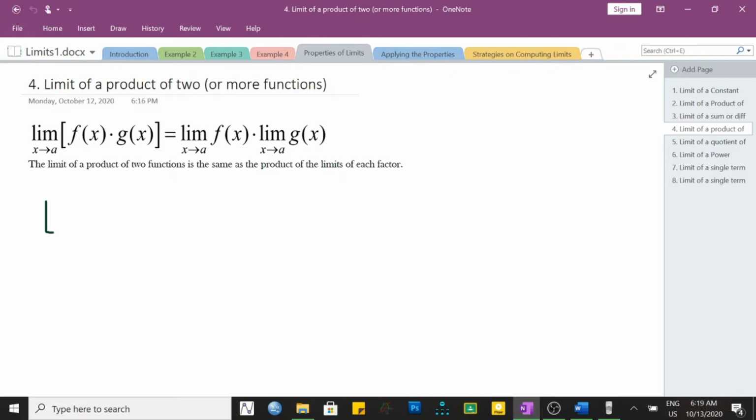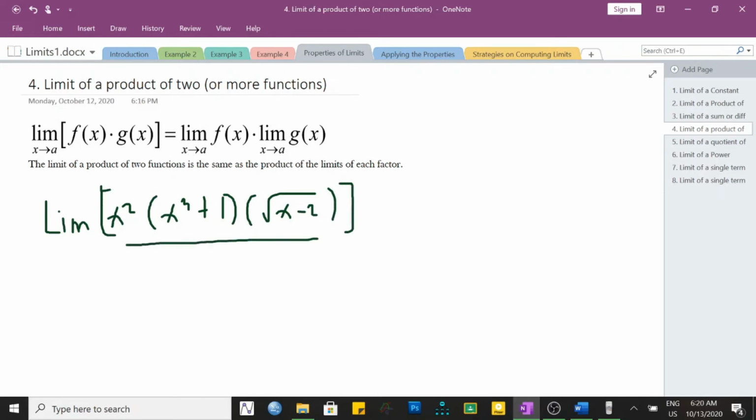Let's have an example. Say we are to solve for the limit of x squared times x cubed plus 1 times, say, square root of x minus 2. This is a product. It's composed of 3 factors. X is approaching, say, 1.